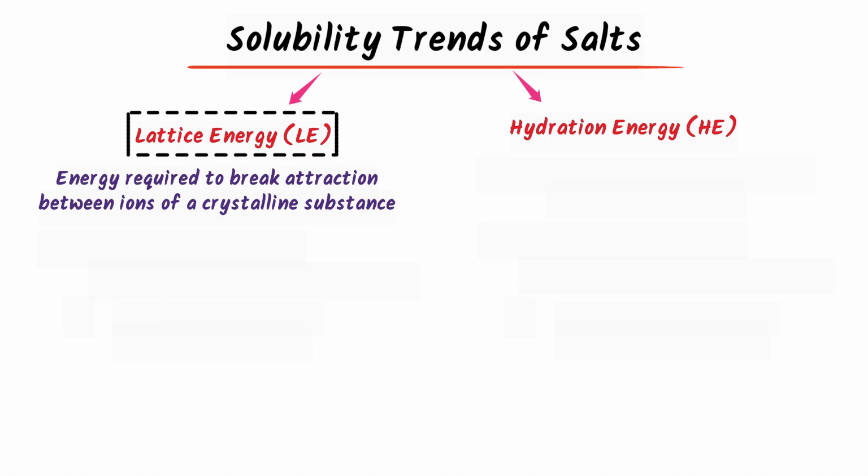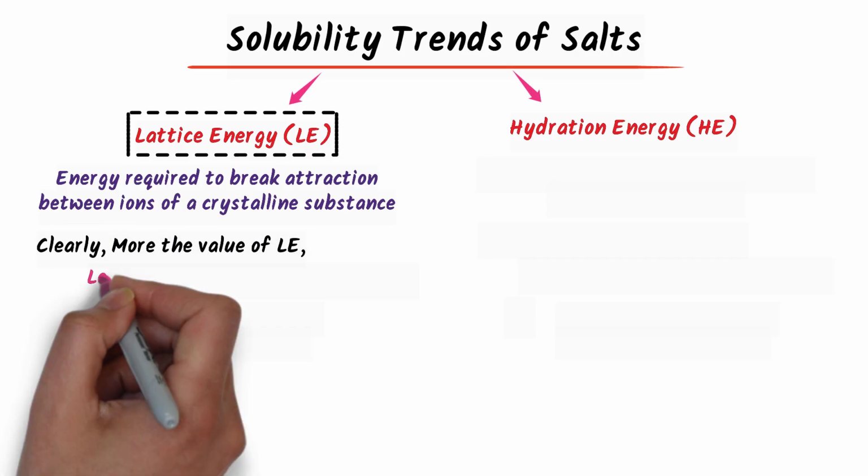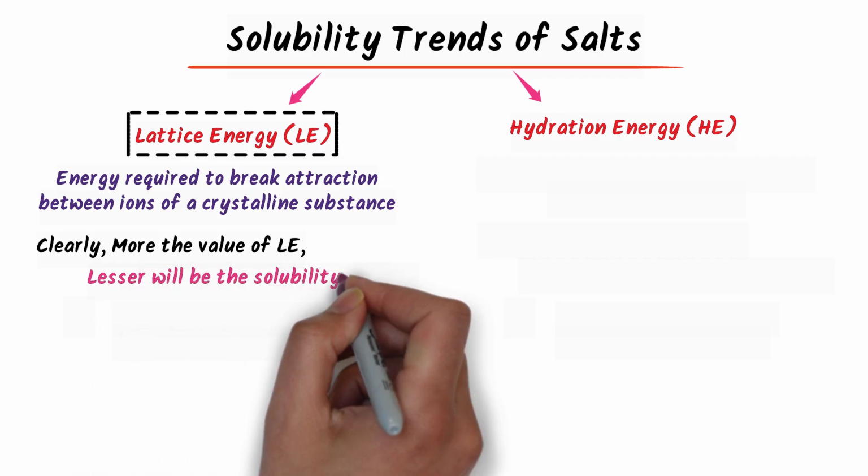This indicates that the more the attraction between the ions of a crystal, the more will be the lattice energy, and hence lesser will be the dissolution. So clearly we can say, the more the value of lattice energy, the lesser will be the solubility of salts.